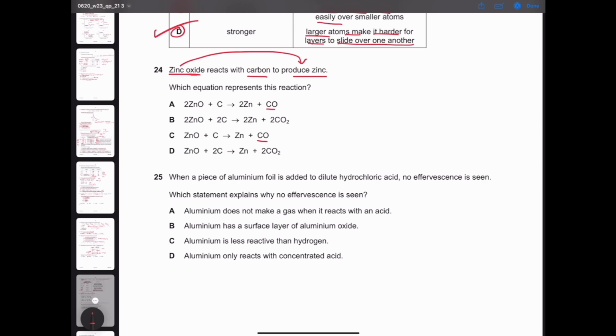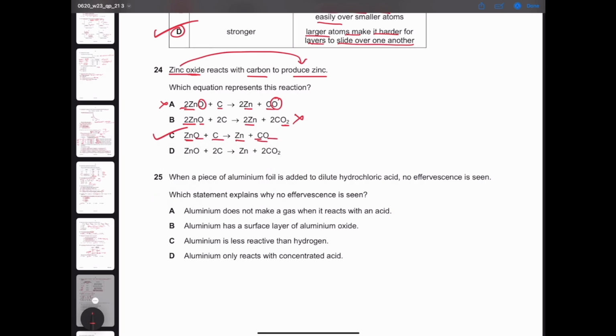So two zinc atoms here, two zinc atoms here, one carbon, one carbon, one oxygen, but here you have two oxygens. Incorrect. Two zinc, two oxygen, two zinc, four oxygen. Incorrect. One zinc, one carbon, one oxygen, one oxygen. C is correct.